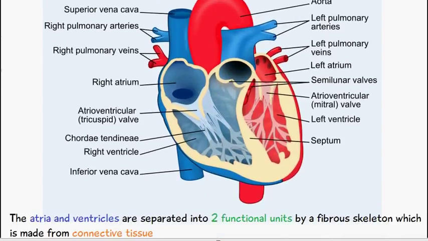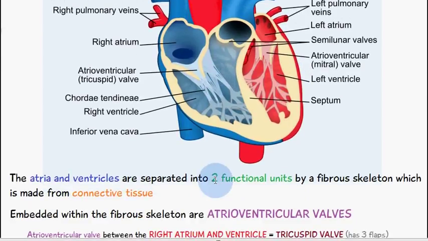Now, we know already that the heart consists of cardiac muscle, and if you didn't know, cardiac muscle is basically consisting of myocardial cells, and between these myocardial cells they are joined together by intercalated discs. But it's not just cardiac muscle which makes up the heart. We have a fibrous skeleton in place which helps to keep the structure of the heart. Now this fibrous skeleton is going to be consisting of connective tissue. So just to make things a bit more clear, the atria and the ventricles are separated into two functional units by a fibrous skeleton which is made up of connective tissue.